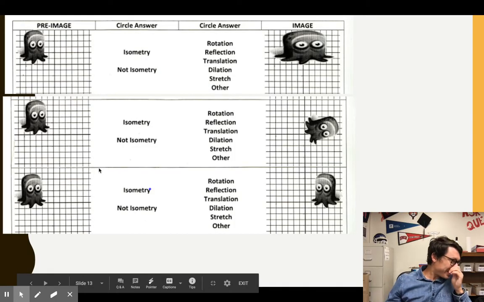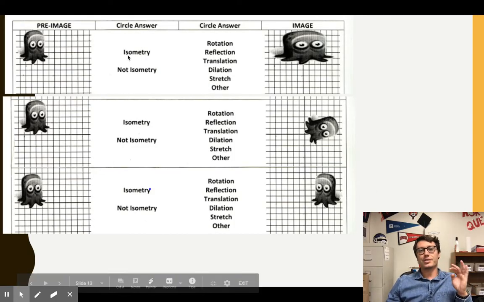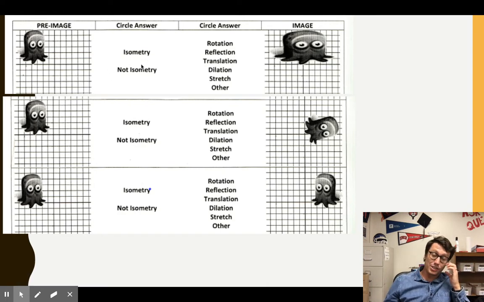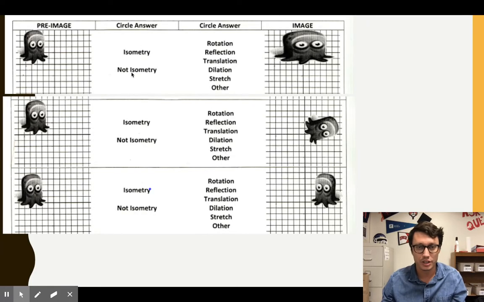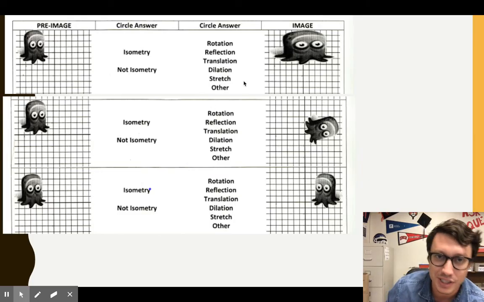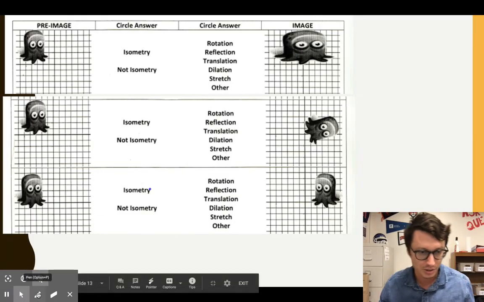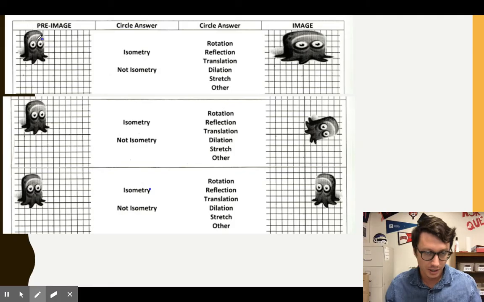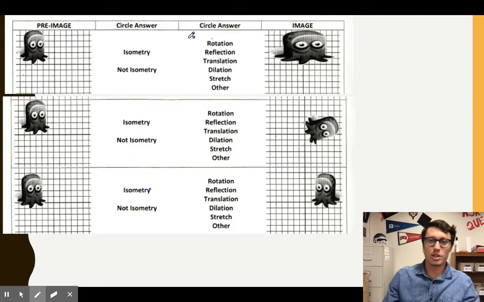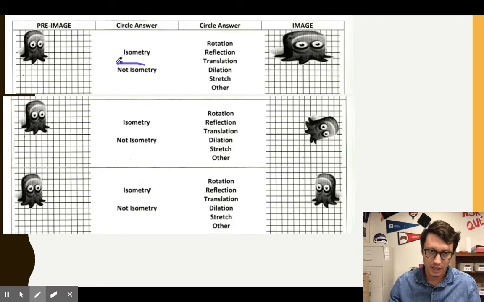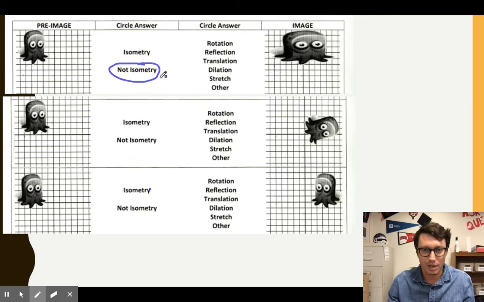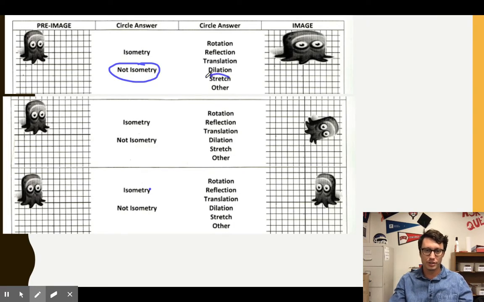Okay, here are just some examples to practice. Remember, isometry or isometric means that it does not change shape or size. So choose if your pre-image and your image is isometric or non-isometric. Did it change shape or size? And then what specific type of transformation happened? All right, so here, take a look. From your pre-image to your image, it definitely changed shape or size, so this is non-isometric. Notice it only got bigger horizontally. It did not get bigger vertically, so this is a stretch.